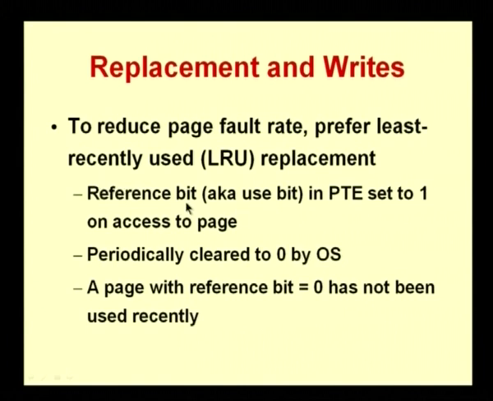So how do we identify this? This is normally done with the help of what we call the reference bit. It's also known as a use bit in some literature. So this reference bit that we saw in the page table entry is set to 1 on access to a page. Whenever a page is accessed, immediately that bit is set to 1, and periodically all these reference bits are set to 0 by the OS. So a page with a reference bit equal to 0 indicates normally that it has not been used recently. If it was used recently, that value would have been set to 1 when that particular access took place. So you can see how this is implemented in a very simple manner.